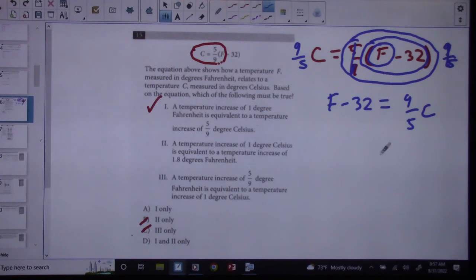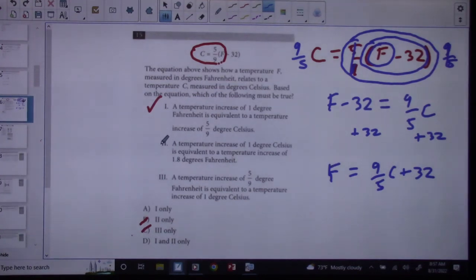The minus 32. What do we do to take care of that? Add 32. So if we add 32, we have F equals 9/5 C plus 32. Okay, so that's going to be our conversion to get from Celsius to Fahrenheit.